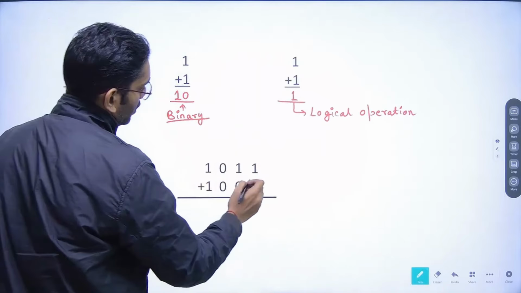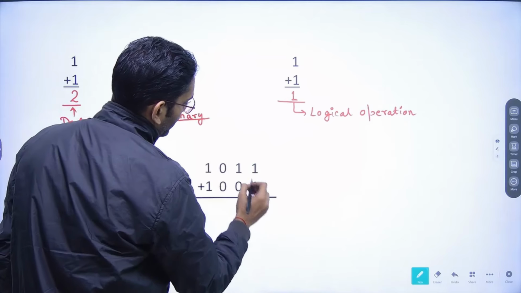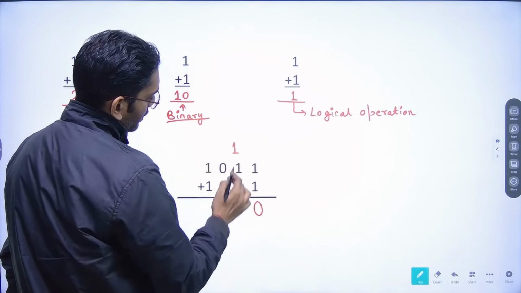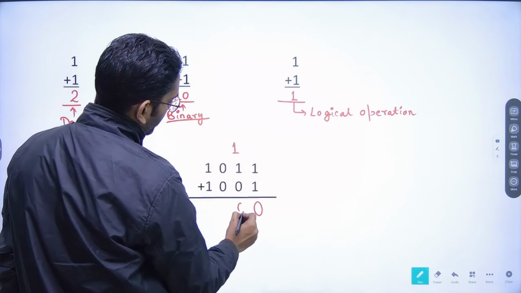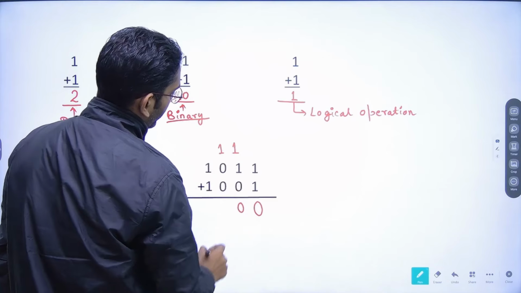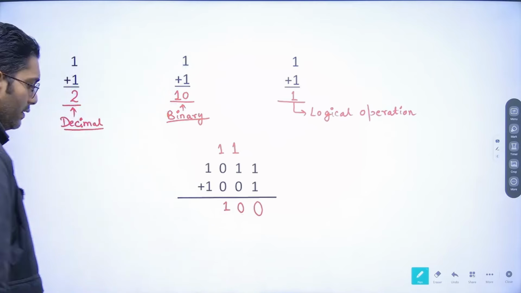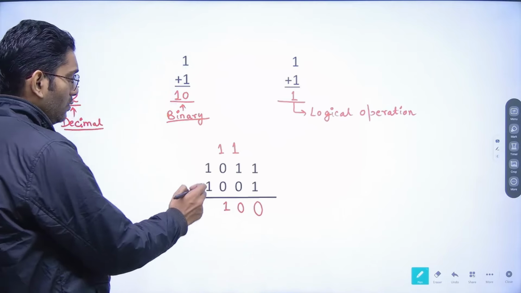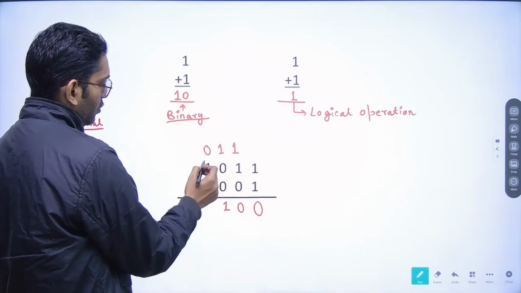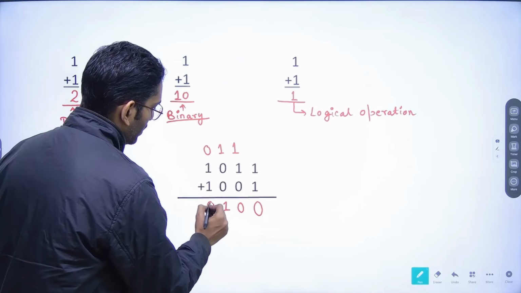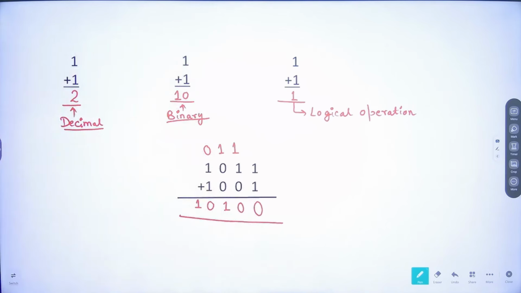So 1 plus 1 would give us 10. So 0 would be here and 1 would be carried forward. Now 1 plus 1 plus 0 would again give 10, so 0 would be here and 1 carried forward. Now 1 plus 0 plus 0 would give 1. The carry would be 0 in this case, as no carry is there. So 0 plus 1 plus 1 gives 10. This would be the final answer.